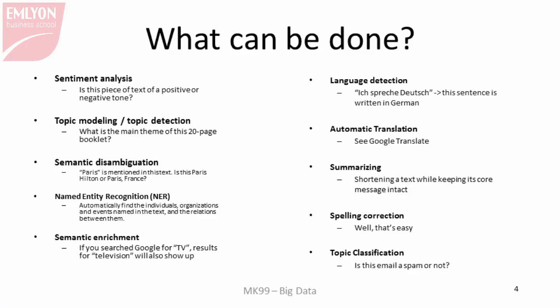You can do topic modeling, also called topic detection, which is you feed the text to your algorithm, and the algorithm returns to you a topic. This text is about this or that, automatically and accurately. You can do semantic disambiguation.